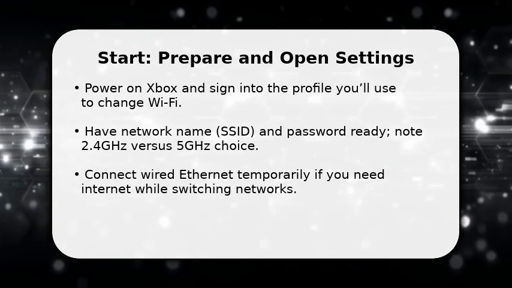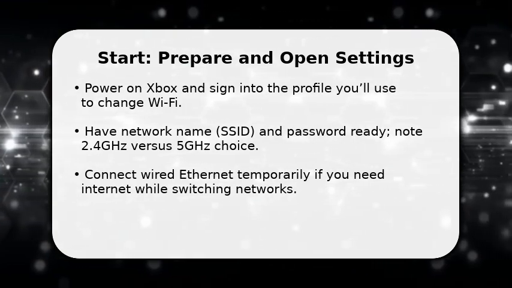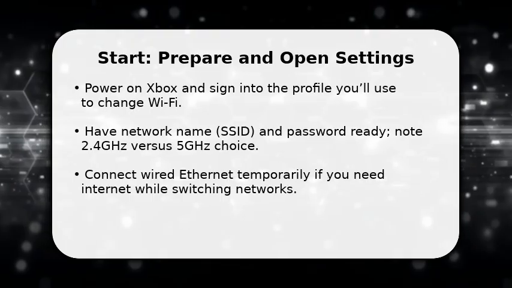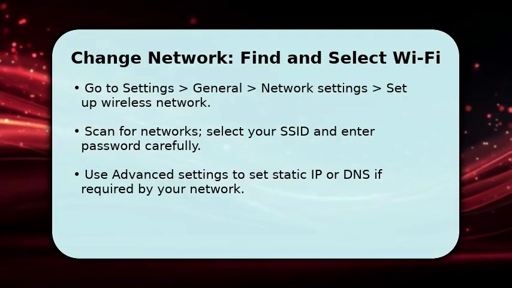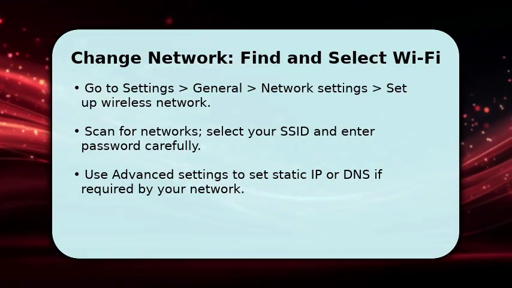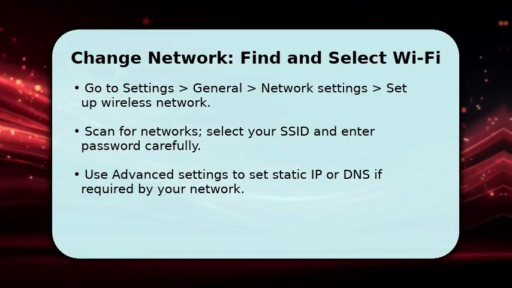You now navigate Settings, General, Network Settings, then choose Set up wireless network. Your Xbox scans nearby SSIDs. Pick your network and enter the password slowly, confirming characters as you type so you don't lock out.